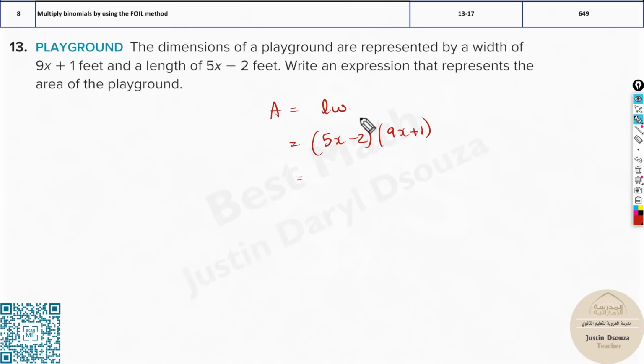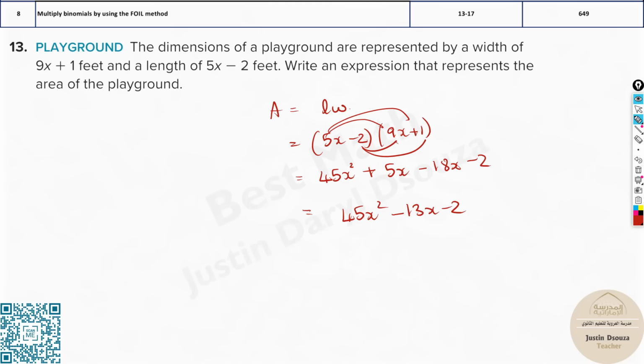It'll be 5 times 9, that is 45, x squared. 5 times 9 is 45, x times x is x squared. Then we multiply the next term, plus 5x times 1 is 5x itself. And then minus 2 times 9x will be minus 18x. And lastly, minus 2 times 1 is minus 2. Now we simplify this, it will be 45x squared minus 13x minus 2.